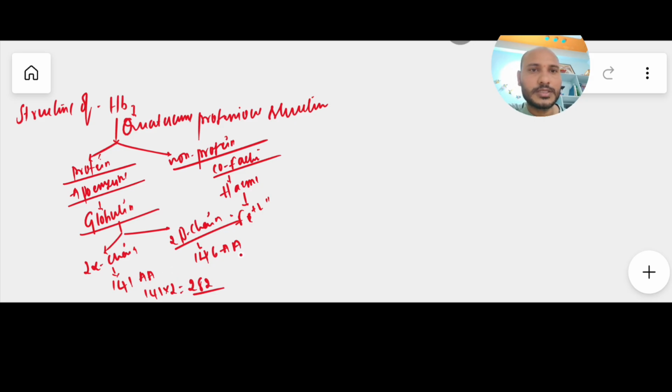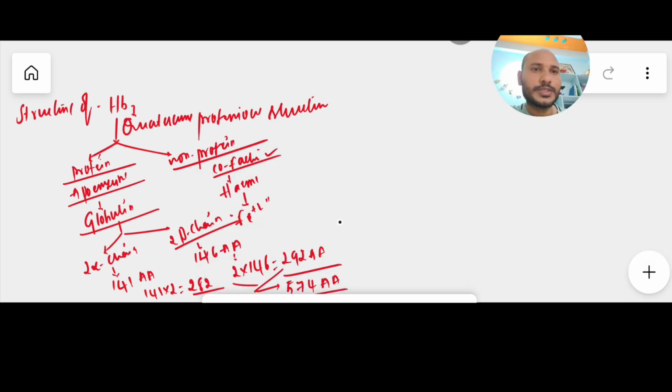Each beta chain is made up of 146 amino acids, and since there are two beta chains, 2 into 146 is equal to 292 amino acids made by the beta chains of the protein part, that is globin. If you combine these two, there are a total of 574 amino acids. The non-protein part is called the cofactor, in which heme is the non-protein part, made up of iron. So this is the structure of hemoglobin.